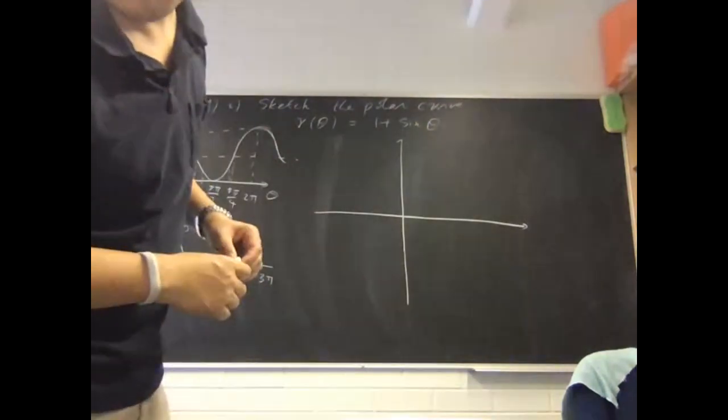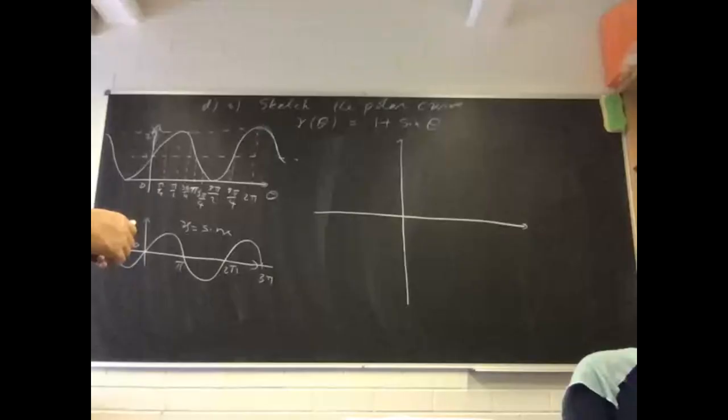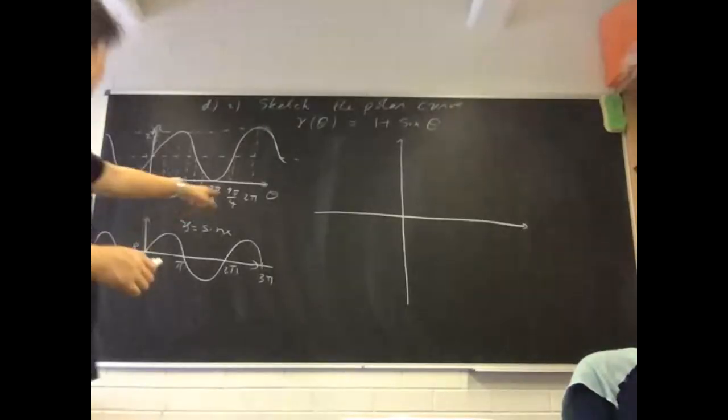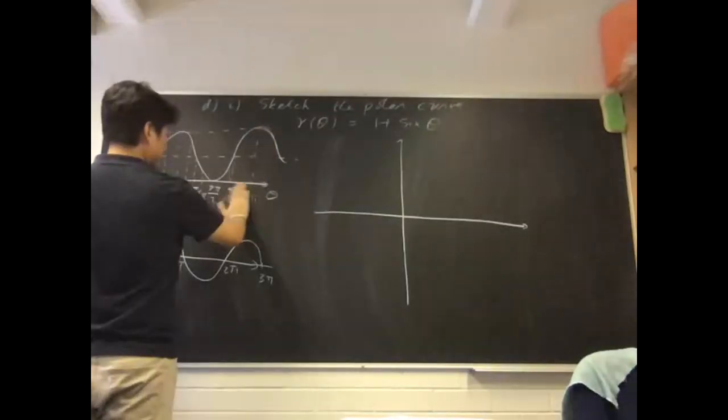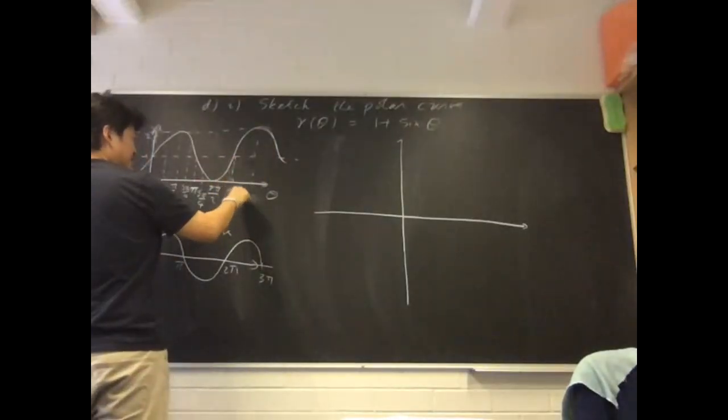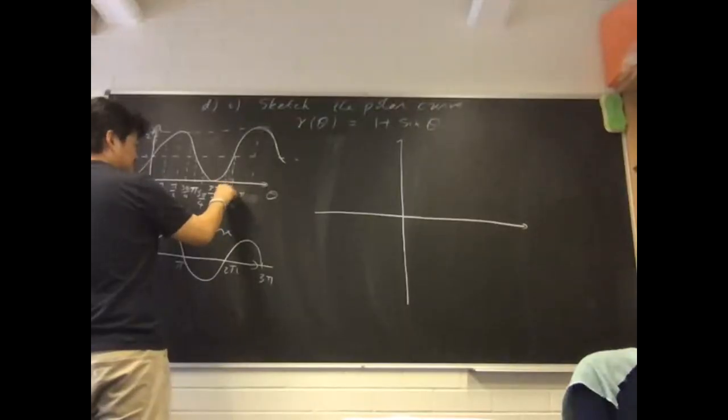Isn't the 2 pi supposed to be a bit closer to the left? To the left, what do you mean? This here? Yeah. Yeah, right. So that's not 2 pi, yeah. So 2 pi is here, and that's 7 pi over 2. All right.